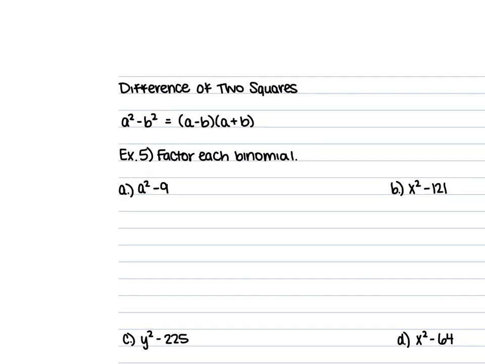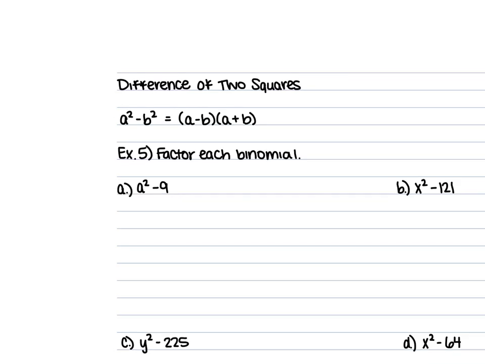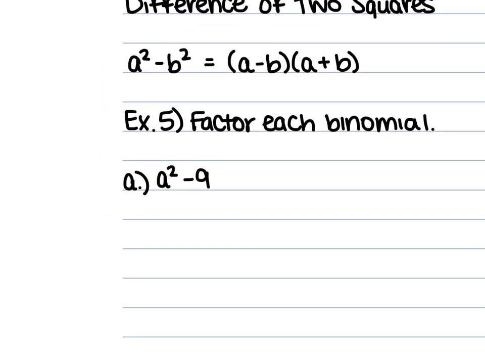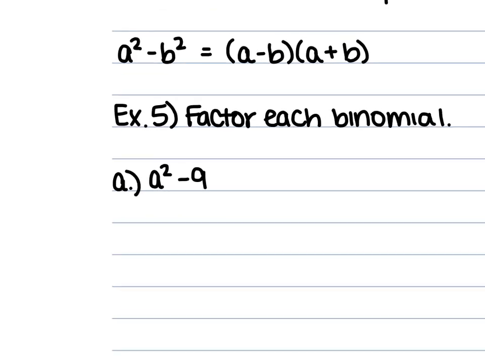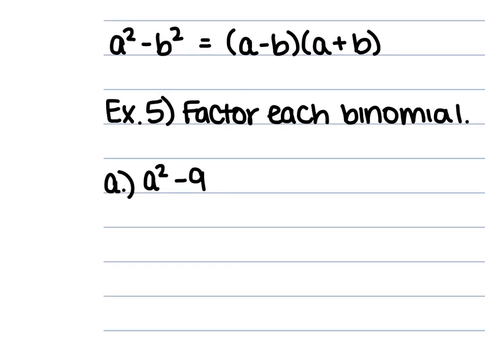For our next set of examples, we're doing the difference of two squares. So what we have here is a binomial where our a term is squared and our b term is something squared. So if we look at example 5a, we're factoring the binomial. We have a squared minus 9. We can take the square root of a squared. We can take the square root of 9. We have a negative in between these two.